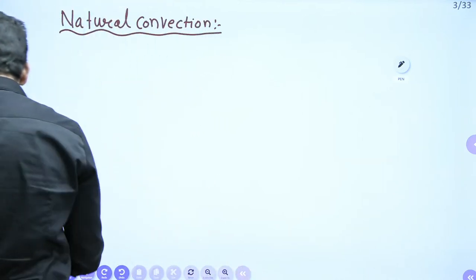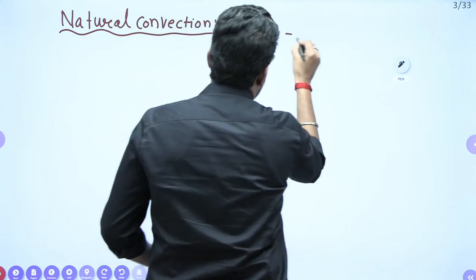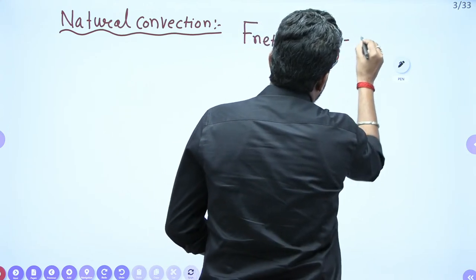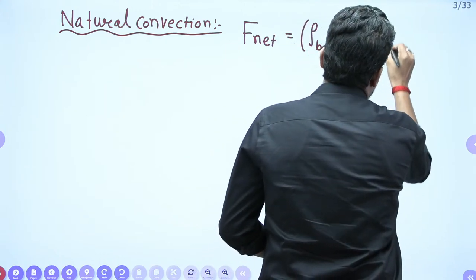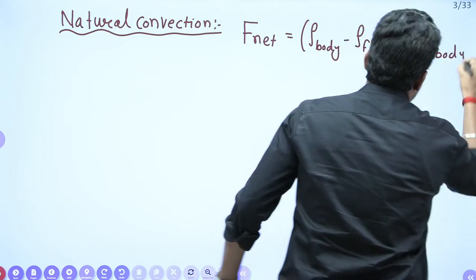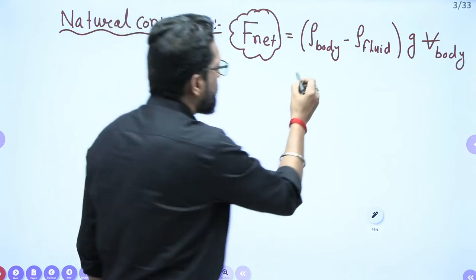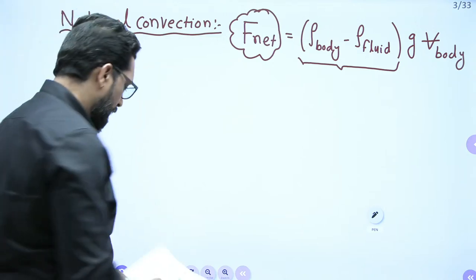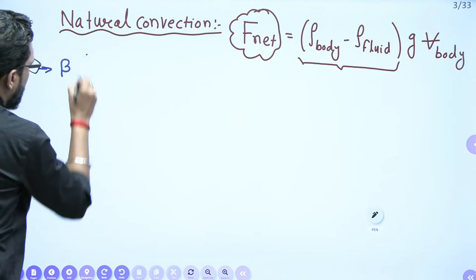Why? Because we know that for the buoyancy effect, the net force is equal to the density of the body minus the density of the fluid, into g, into the volume of the body. So this net force, which is exerted on the fluid, will be decided by the density difference. Okay, no problem at all. Now there is one term known as beta, and beta is what?